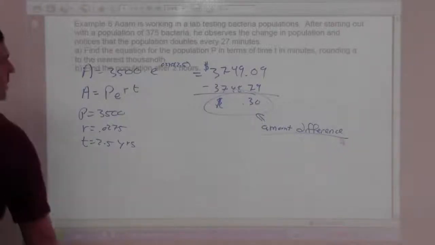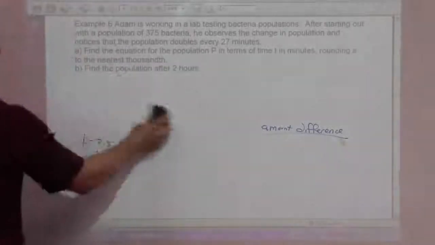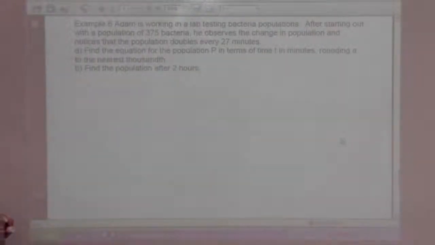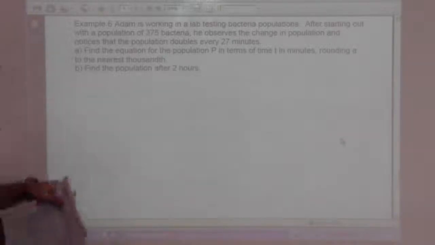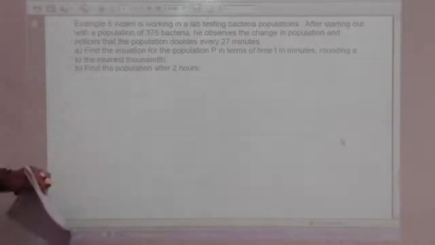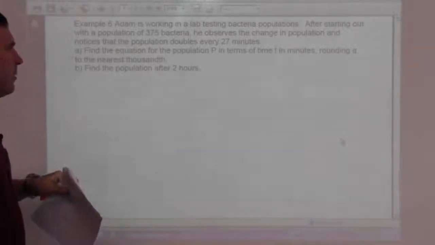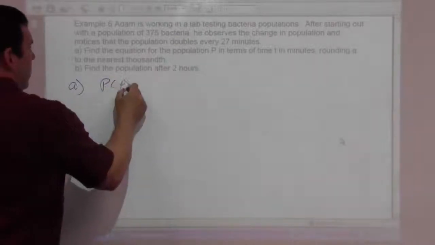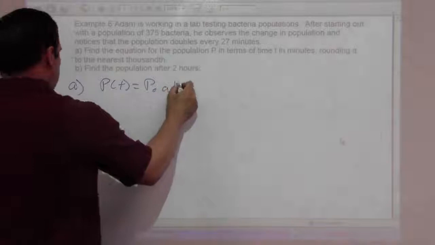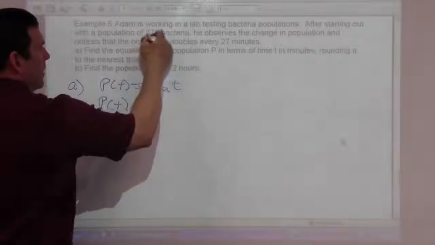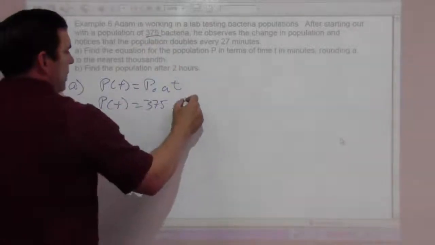Adam is working in a lab testing bacteria populations. After starting out with a population of 375 bacteria, he observes the change in population and notices that the population doubles every 27 minutes. That's a big, oh no, it's going to take over the world type of thing, right? Find the equation for the population P in terms of time T in minutes, rounding to the nearest thousandth. Find the population after 2 hours. So we'll do P of T equals P naught times a to the T, so P of T equals our initial population, 375, times a to the T power.